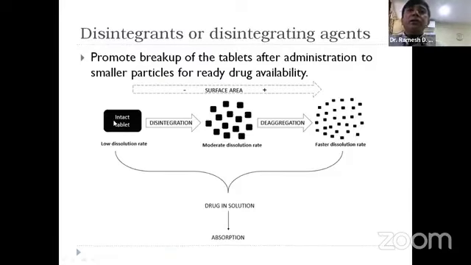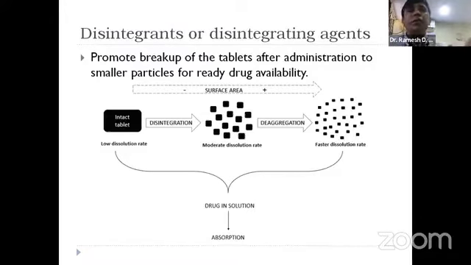When the tablet is intact, the dissolution only takes place from the surface. When it disintegrates, it is now separated in the form of granules. The next step is the deaggregation, that is the breaking of the granules into small particles. As the tablet disintegrates from the intact tablet, the surface area increases, and as the surface area increases, the rate of dissolution increases. When it deaggregates, further surface area increases and further the dissolution rate increases. So, for better dissolution and better absorption, it is required to disintegrate and deaggregate the tablet.